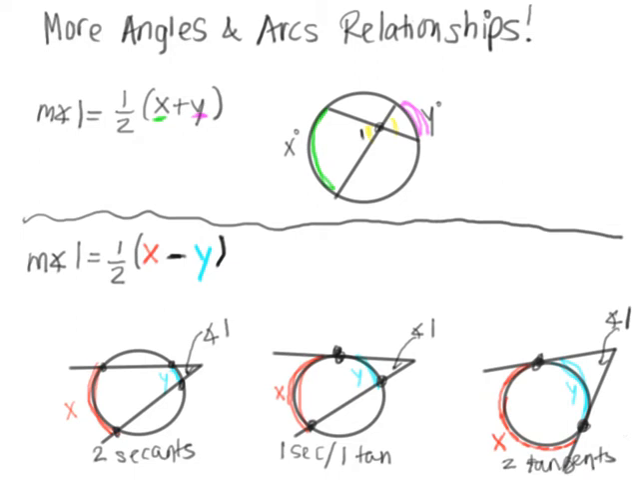And in every case, the measure of that angle, which will be on the other side from the x, will equal half of the difference between arc x and arc y, and arc x is always the bigger arc, so it's the arc that's furthest from that angle 1 that is back there, formed in every case.